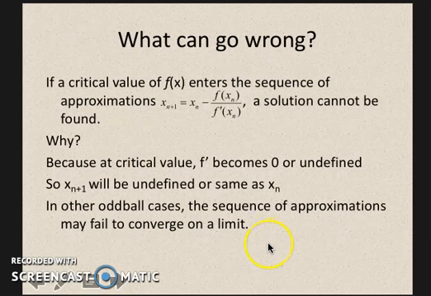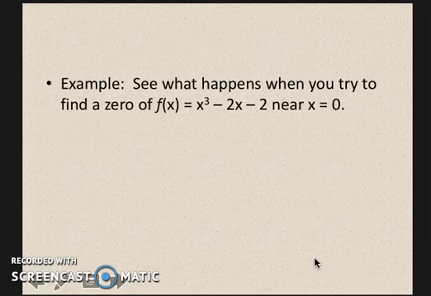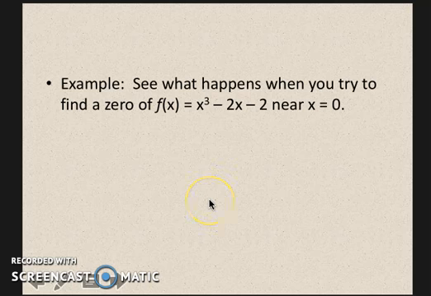And sometimes in some oddball cases, when the function is not smooth, the sequence of approximations won't converge on a limit. Let's see an example. Try this example at home: x cube minus 2x minus 2 near x equals 0, and whatever result you get, you know what keys you need to enter. This x cube minus 2x minus 2 will be your y1, y2 will be the derivative of that, and your initial guess is 0.